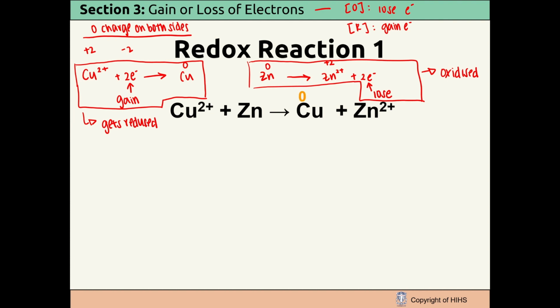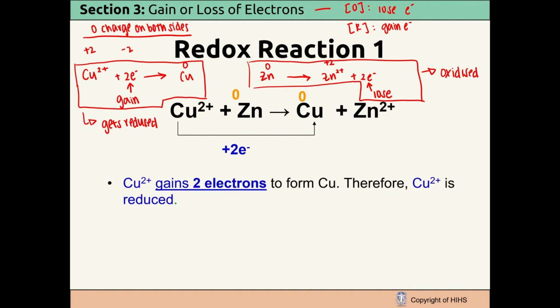Okay, so it's the same. Your copper is 0 charge, and your zinc is 0 charge. So you add 2 electrons for your copper 2 ion to become copper, and therefore your copper 2 ion is reduced because it gains electron.